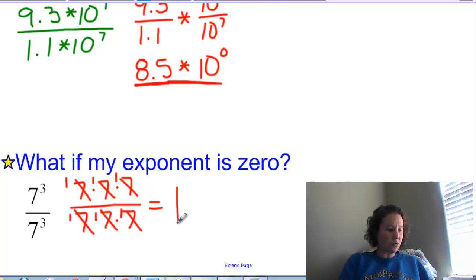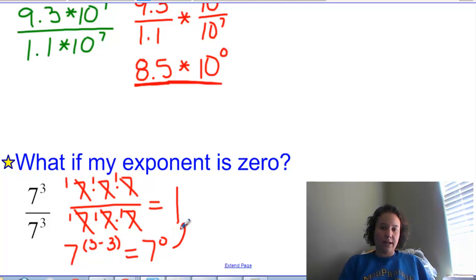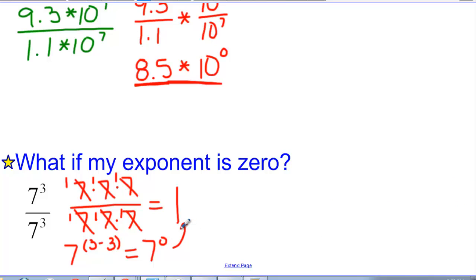However, remembering our rule, we also know that 7 to the third power divided by 7 to the third power is the same as 7 to the 3 minus 3 power, which is the same as 7 to the 0 power. So because those two things are equal, that means that 7 to the 0 power has to be equal to 1. And it turns out, if you check on your calculator, you can see that any number to the 0 power is going to be equal to 1.